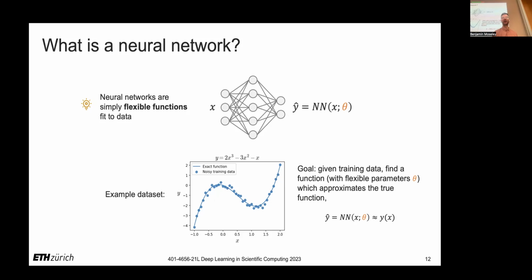And the neural network is great because as well as taking x as input, it also has these free parameters, which I'm calling theta here. And so the way the network learns is we just tune those parameters to fit the training data that we have. So this is the goal. Given our training data, find that function, or find the values of the parameters theta, which let that function be as close as possible to the true function that we're trying to estimate.